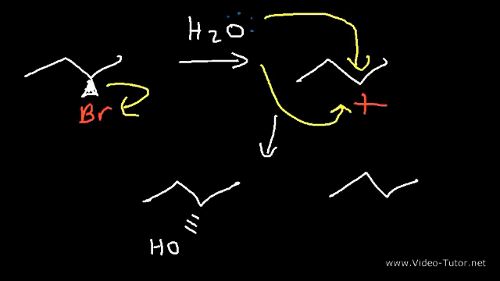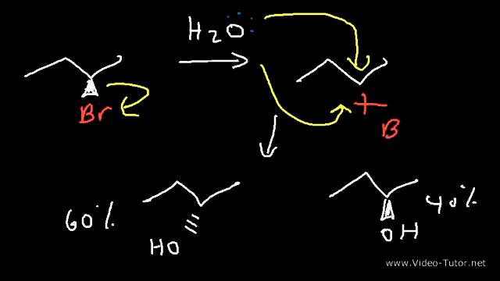Now keep in mind, this is not an equal racemic mixture. We don't get 50% R, 50% S. Rather, it's more like 60-40 or 70-30. We get more of the inverted product than the retention product. And the reason why that's the case is because there's a bromide ion that, even though it's dissociated from the carbocation, it's not always very far from it.